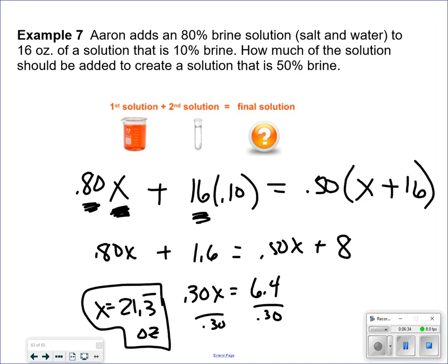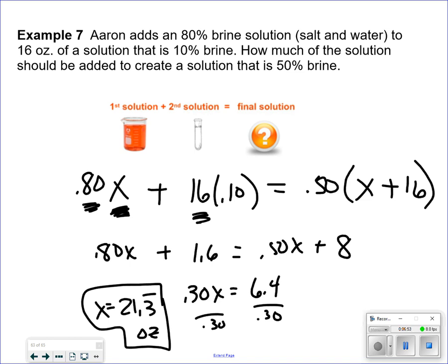So recapping this, you got an 80% solution with X amount. I don't know how much I'm putting in it. Plus 16 ounces of a 10% solution, and I want to get a 50% solution, and then the amount that I have will be X plus 16.